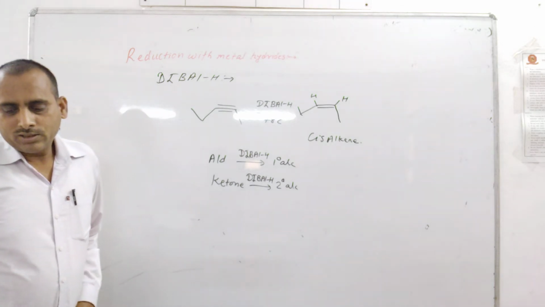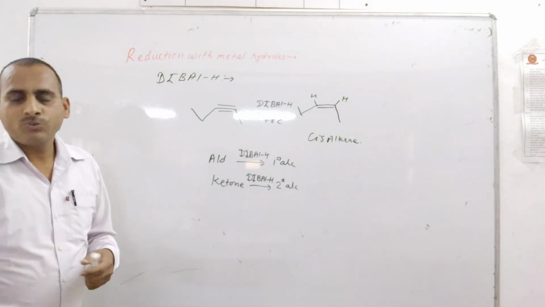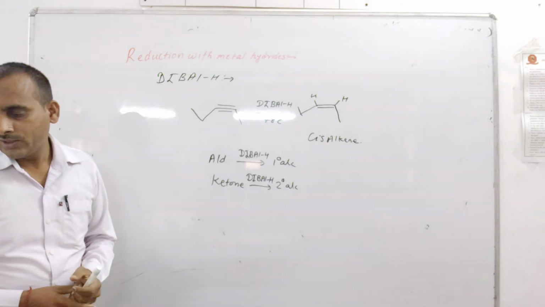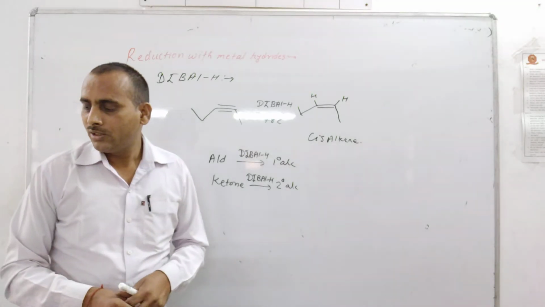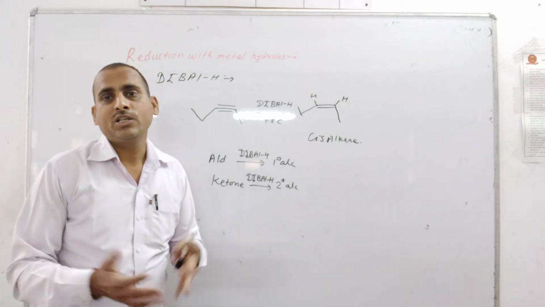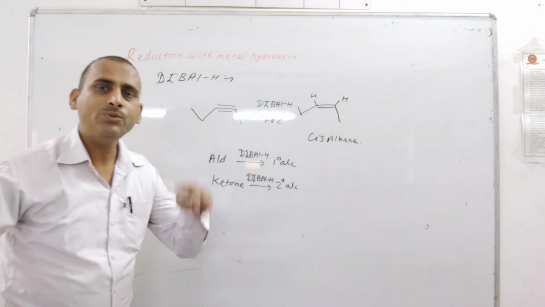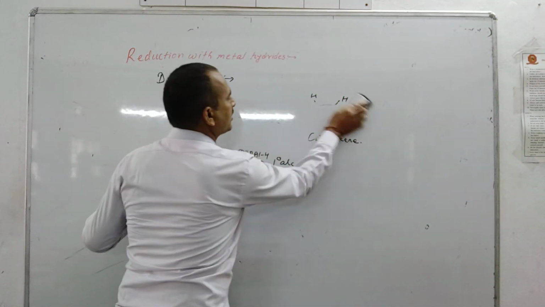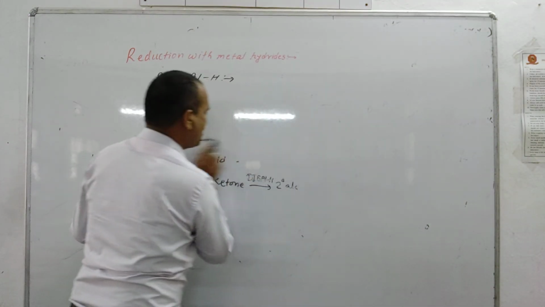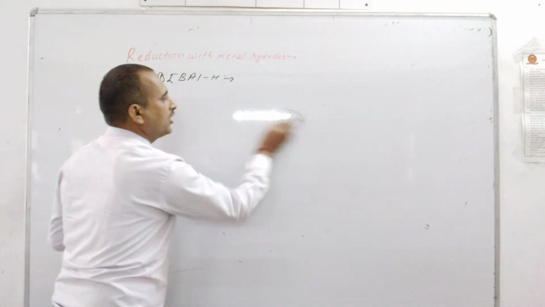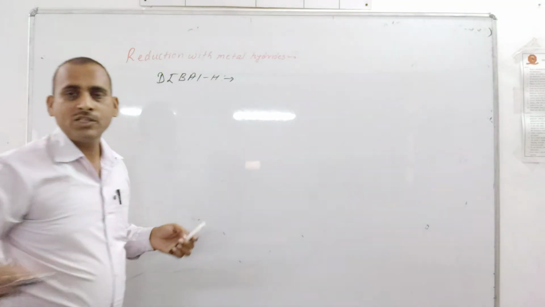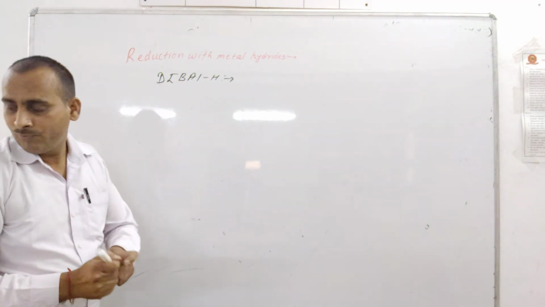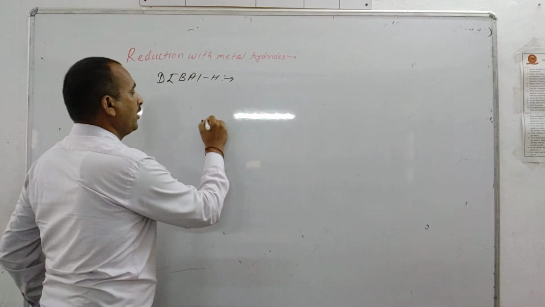Then diisobutyl aluminum hydride is also used for the reductions of the ester in presence of chelation control reactions. If two ester groups are present, then the reaction is controlled by the chelation. So we call it a chelation control reaction. In chelation control reaction, chelation is carried out by using magnesium dibromide in diethyl ether. So let's see the example.